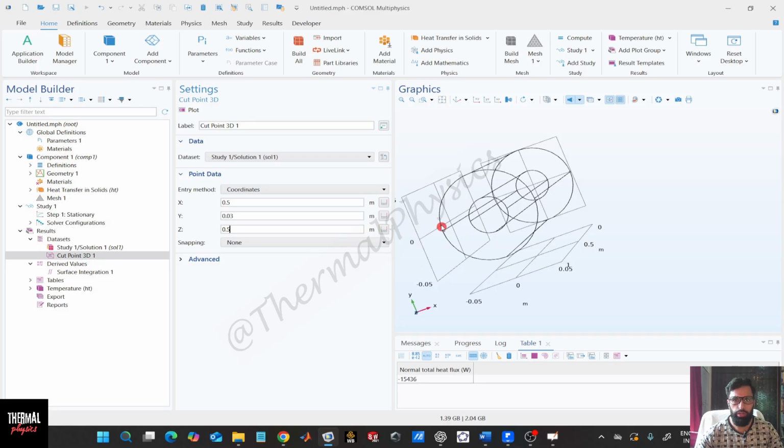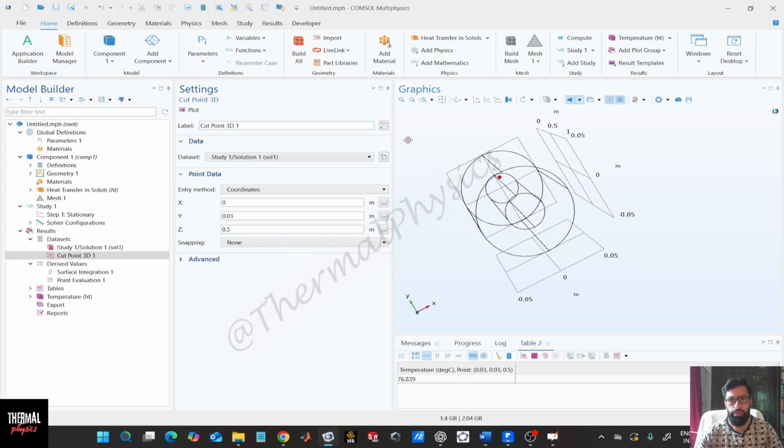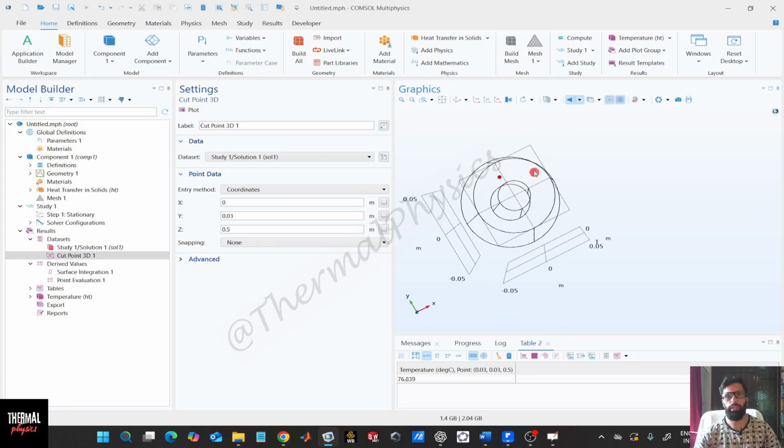So our point should be somewhere here. We have to choose y in this direction, so the thickness should clearly be 0.03, and x is the other radial direction, so x has to be 0. Okay, now it is perfect. So we have to choose coordinates to locate our point wherever we want to find our value.